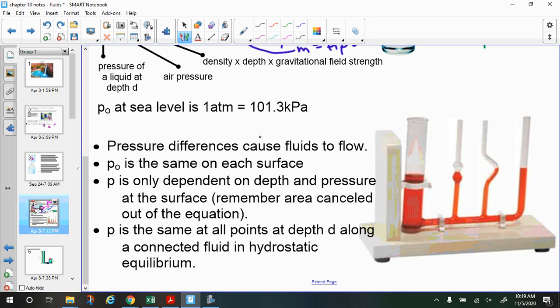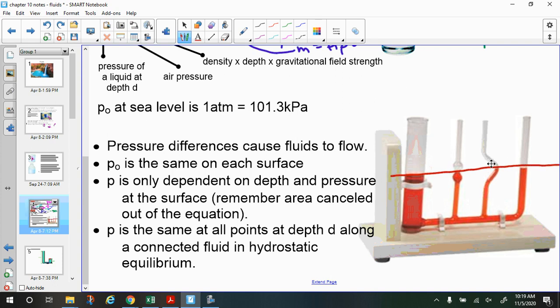Some other key points. If we have a difference in pressure, that's going to cause the fluid to flow. And we're going to study that soon. But right now we're just going to talk about static situations. Okay, so let's say that we have this thing, and I have one of these in my classroom, and we fill it with a fluid. When you fill it with a fluid, all of these tubes, no matter what shape they are, since it's a connected fluid, they're all going to end up at the same level.